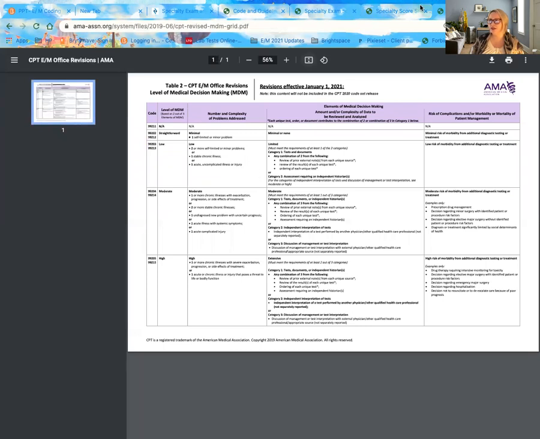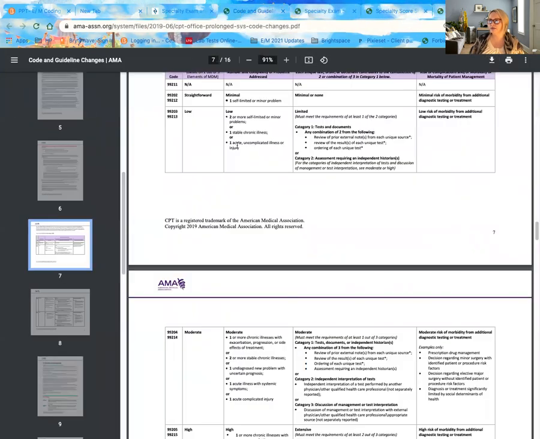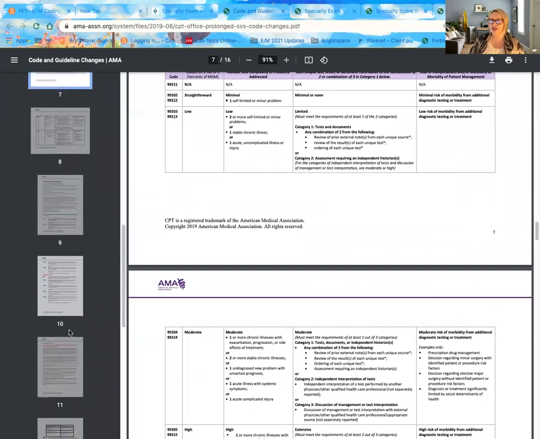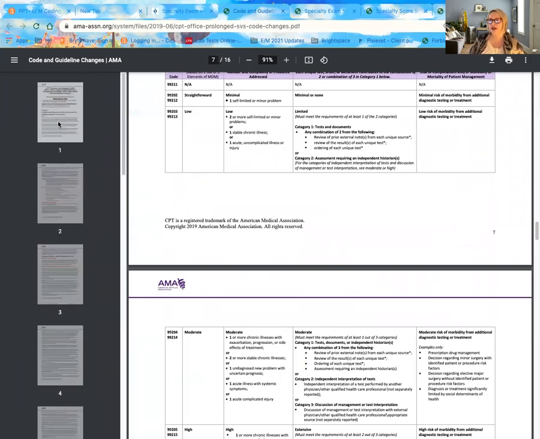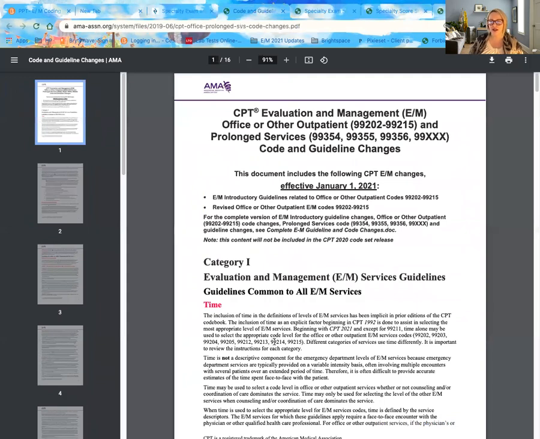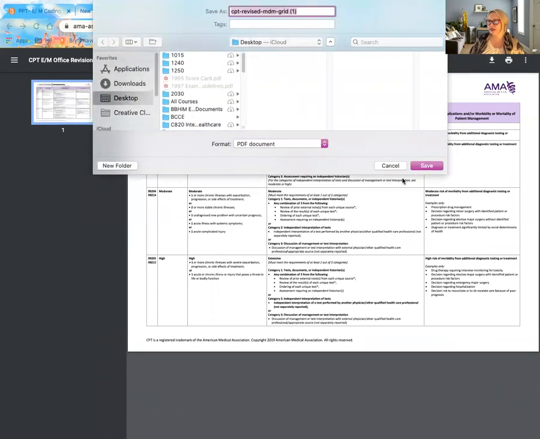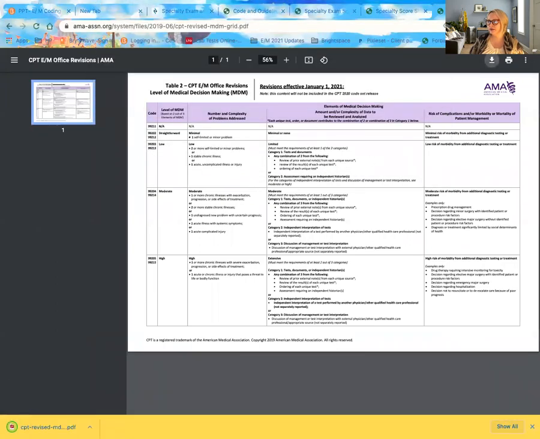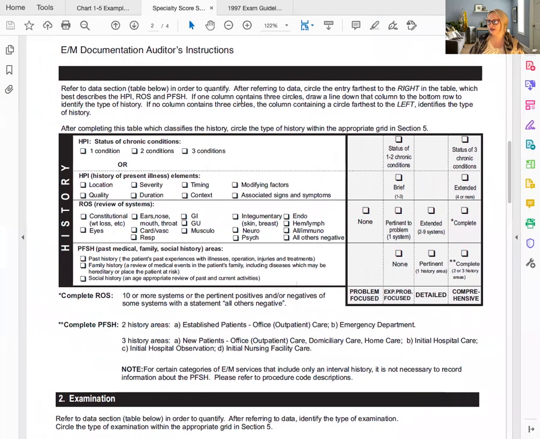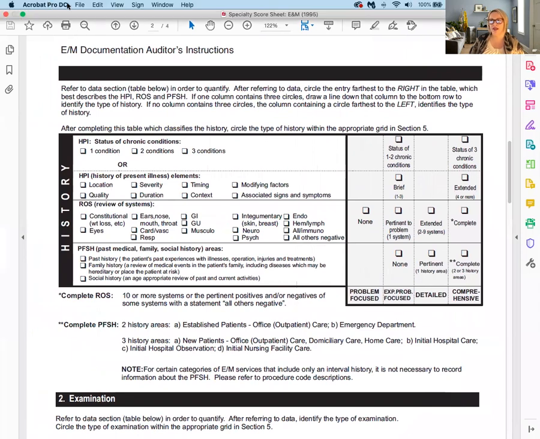I like this version better instead of the full guideline. This whole guideline is 16 pages. It has great details on the differences, but we've covered most of these in our class. And if you're just using the scorecard, it's just easier to pull up the AMA 2021 MDM table, as I showed you here and as I've provided you in class. So I'm just going to go ahead and download this one as well and save it to my desktop. And then I'm going to pull it up also in my PDF.